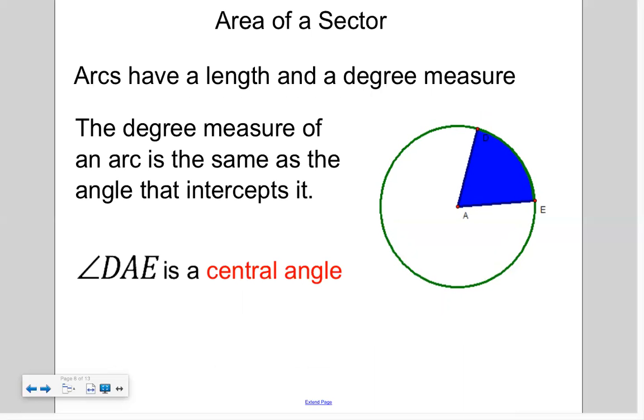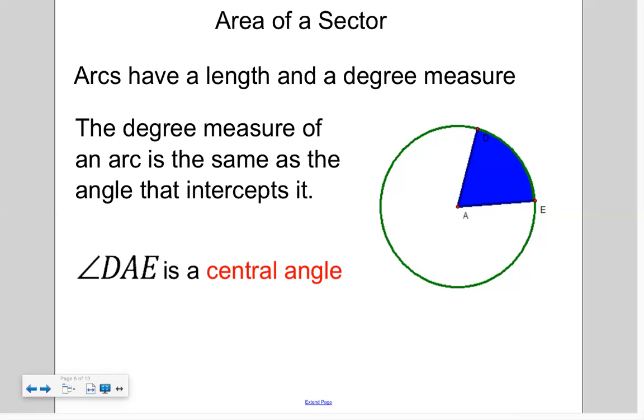So a couple of relationships our arcs have with our circle. They have a length and a degree measure. So they have a length, like if I were to take this distance from E to D, you can't see D, but that's point D right there. If I were to cut it off the circle and stretch it out straight, I could measure that and it would have a length.